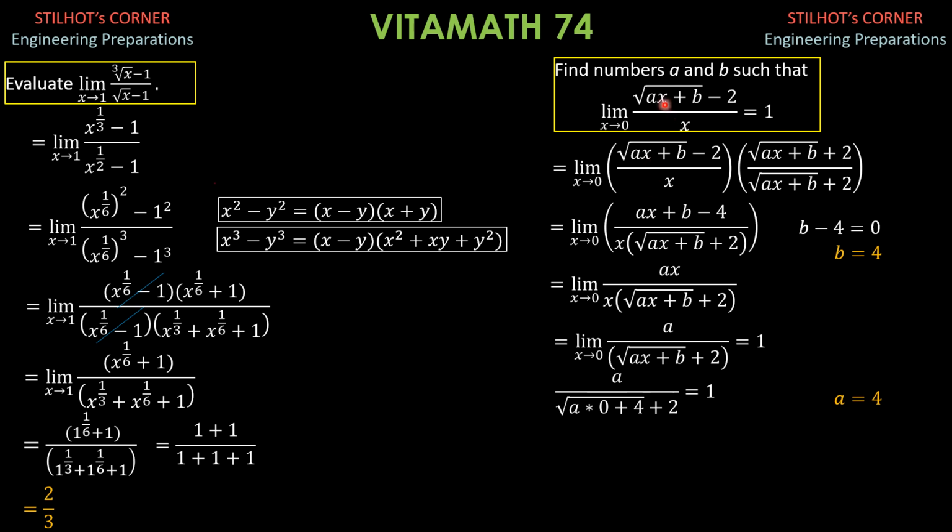You can check if you substitute a is 4, then b is 4. As x approaches 0, you can evaluate that the limit is equal to 1. Even if you substitute a value of x which is just to the left, negative 0.00001, and just to the right, positive 0.00001. And when a is 4 and b is 4, both will give us a value which is equal to 1.